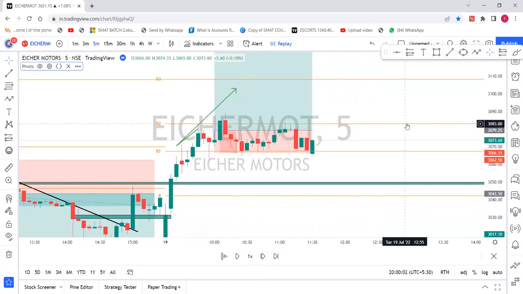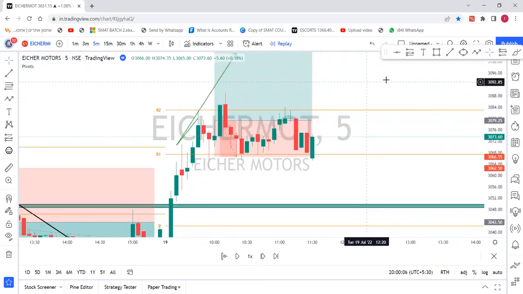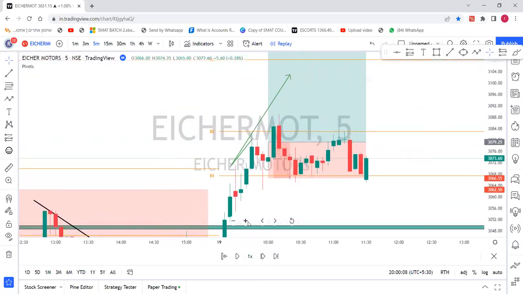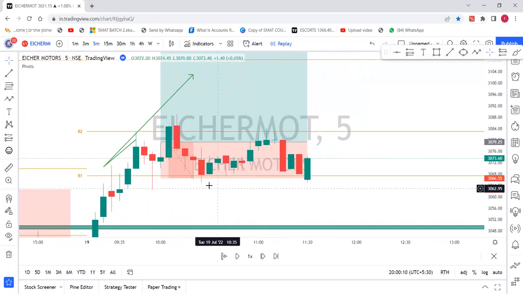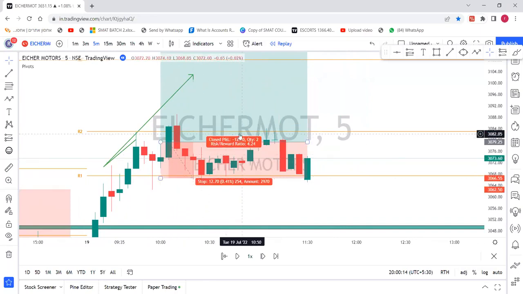Now over here I'm going to tell you a very important lesson. How many of you have faced this? The wick has hit the stop loss and then it has given you the target. Have you ever faced it? Those who have traded, if you have faced it, please type yes. If you have not faced it, you don't need to type anything.